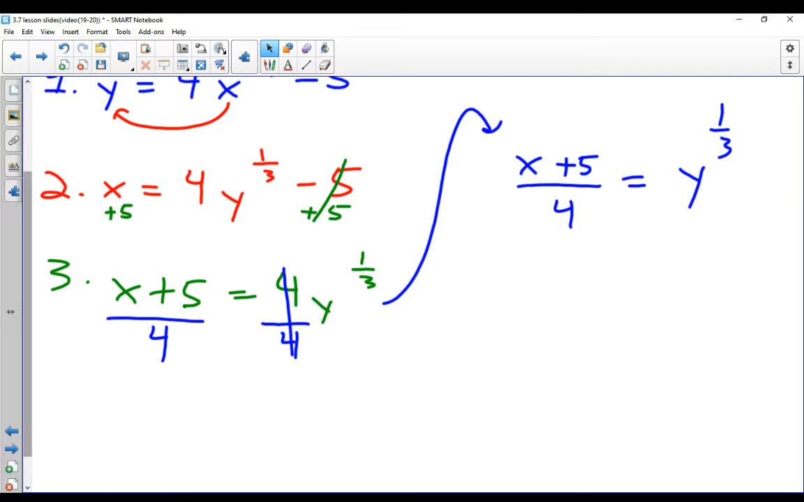Okay, now I'm going to show you how in the world we are going to get rid of that power of 1/3. And this is how you do it.